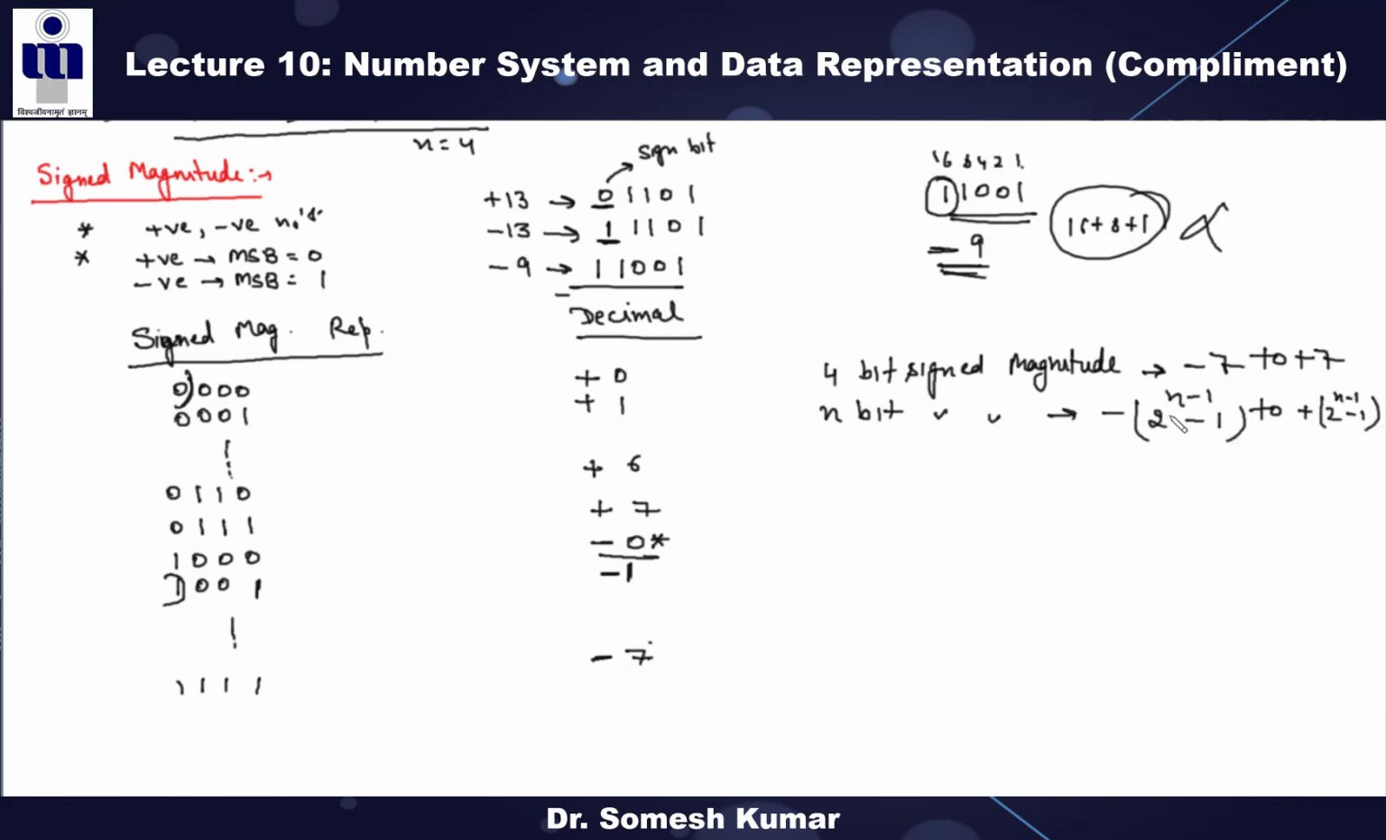So for the 4 bit, put n equal to 4, it is 2 to power 3, right? 8 minus 1, 7, and similarly here 2 to power 3, 8 minus 1, it comes to +7, right? So this is the generalized formula. This is an important one. Questions can be asked based on this formula, right?